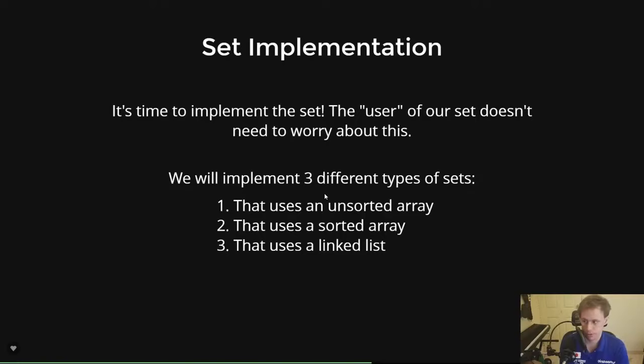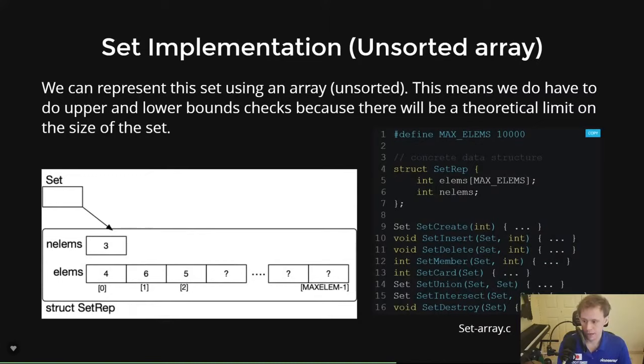Now the way we're going to do this is pretty simple. We're going to have our struct set rep just defined as an integer array with a number of elements in it. And then we're going to keep track of the size of the array, and then we'll implement these functions, right? And we could do this pretty quickly.